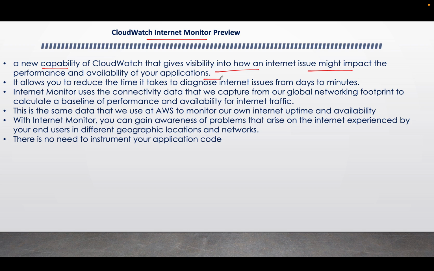What does that mean? Sometimes a customer might complain, hey, my application is running very slow. Obviously the slowness is part of a bigger issue. It can be on your platform, the database side, the app server side, or your application code as well. But there is one more platform which can create performance issues, which is the internet side. That's what we are trying to monitor, whether it is a problem with the internet or some other issue. It allows you to reduce the time it takes to diagnose internet issues from days to minutes.